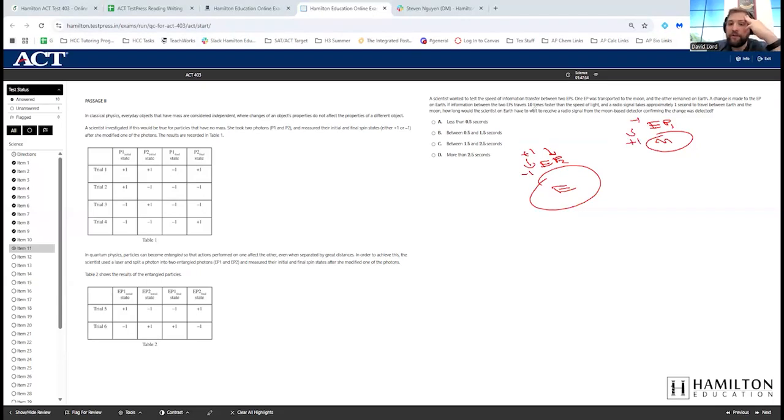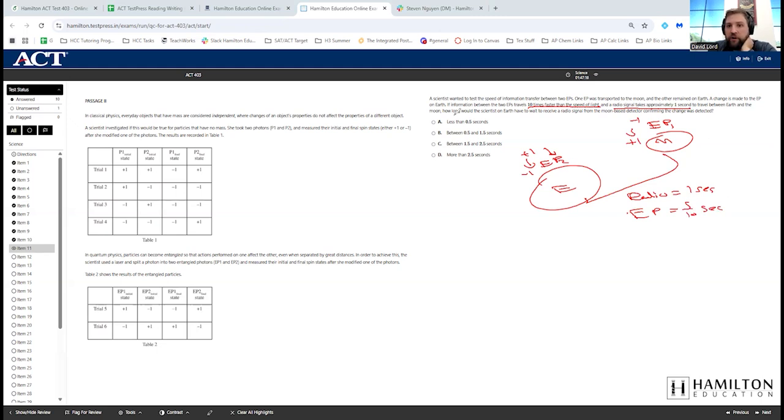If information between 2 EPs travel 10 times faster than the speed of light, and a radio signal takes approximately 1 second. Okay, that's kind of weird that they say radio signal. But now, as you might guess, a radio signal is a form of light. So that means a radio signal would take 1 second to go between Earth and the moon, and an EP goes 10 times faster, so an EP would take 0.1. So let's just write some notes down. Radio is 1 second, and then EP is going to be 1/10 of a second. All right.